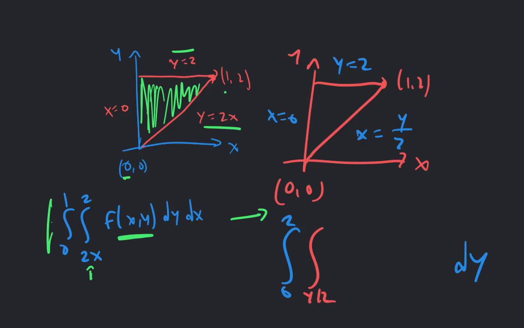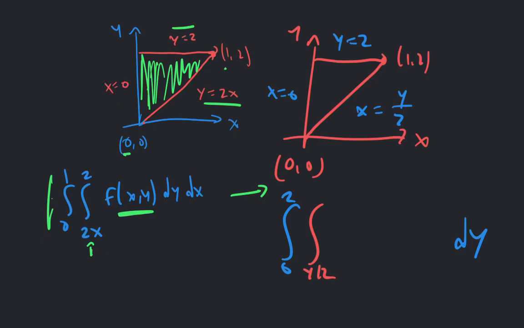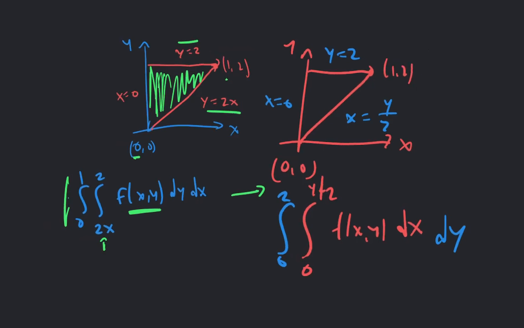Oops, I did that backwards. We're going to be going 0 to y over 2, f of x, y, dx. And remember, this is just the area that we are integrating over. We're not actually performing the integral. I guess we could do some arbitrary function, but I didn't have one prepared.